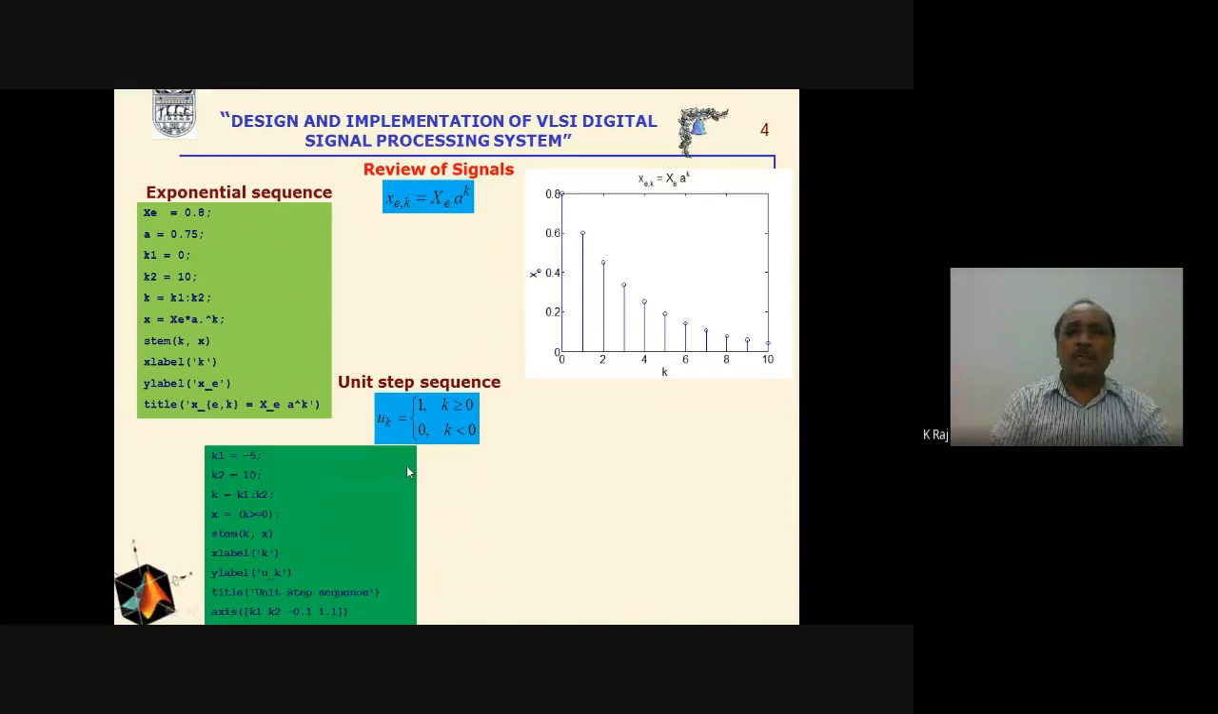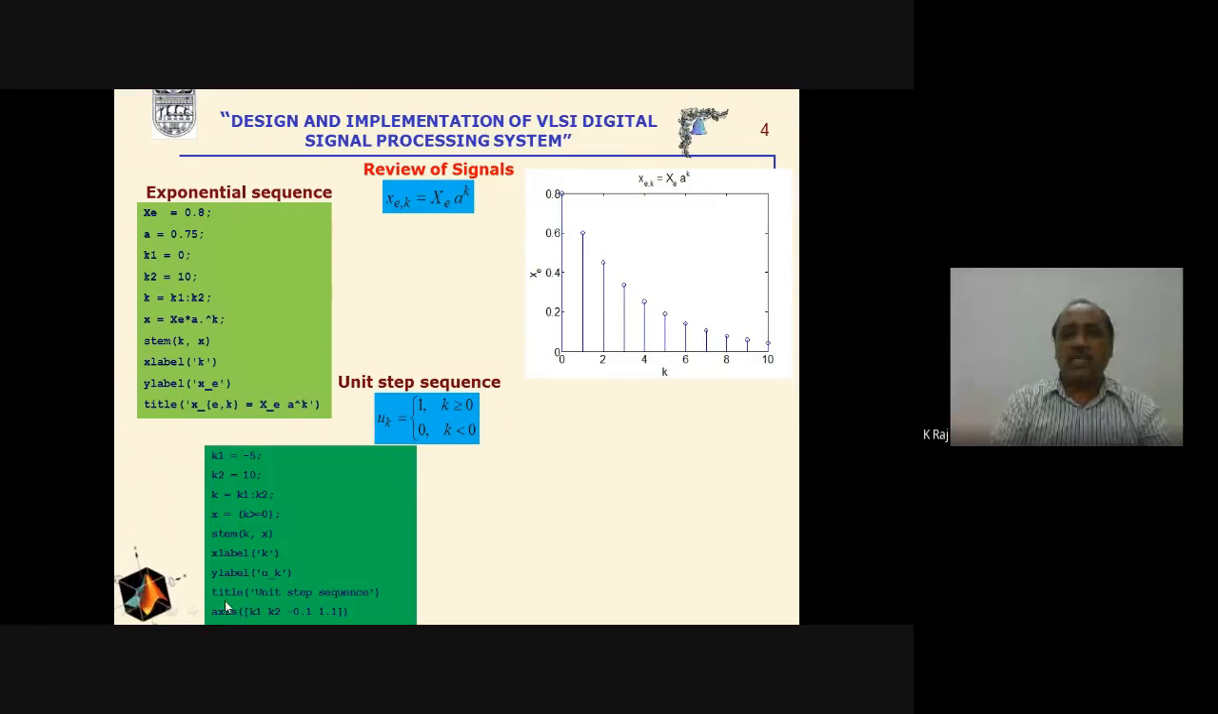First we have to define the range of k. Here we have defined the range from -5 to 10, and we have considered that k is equal to k1 to k2 with a step size of 1. By default it will select 1. And x is a function that exists only for k greater than or equal to 0, and it is 0 for other values. On the x label we will write k, on the y label we will write u[k], the title is the unit step sequence, and the axis is considered here.